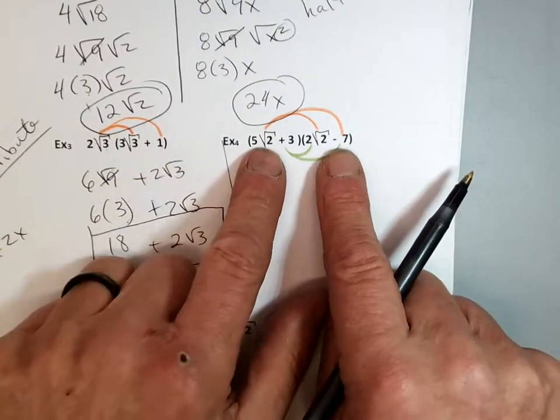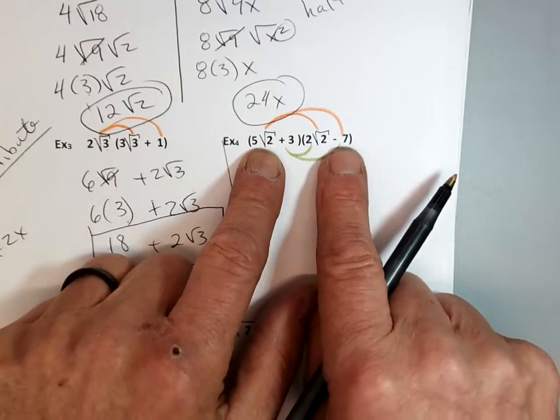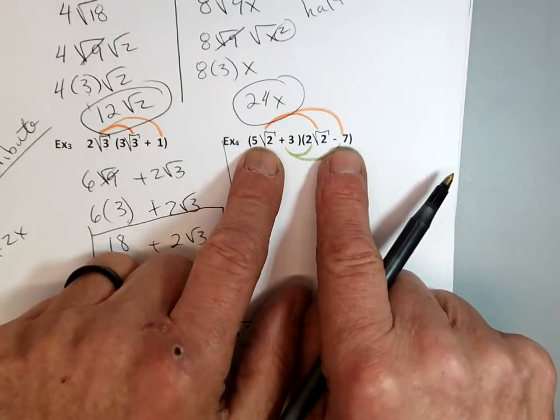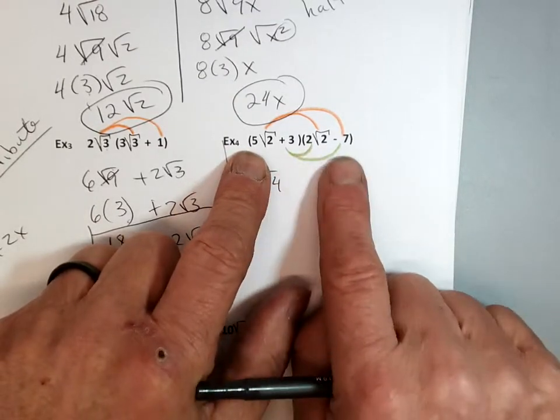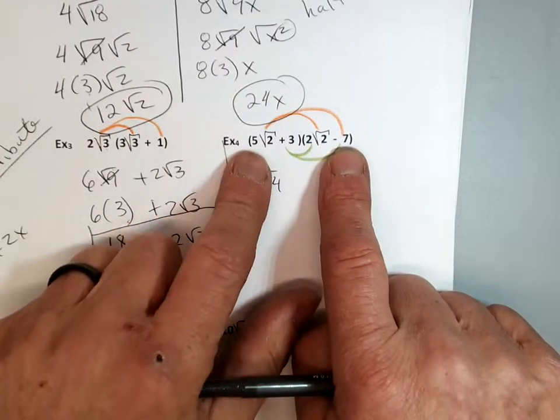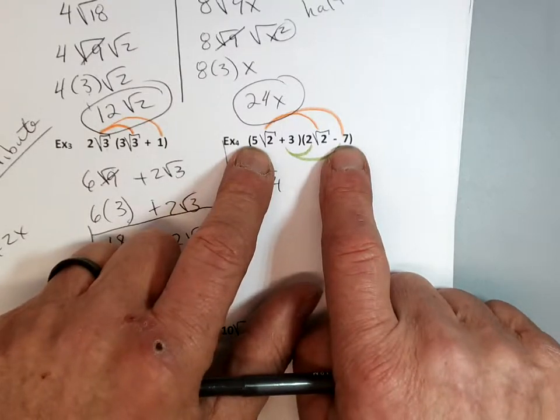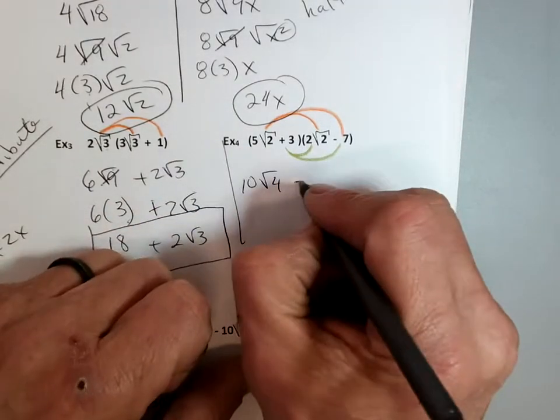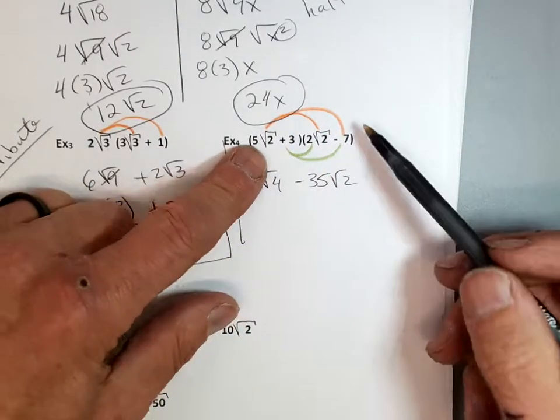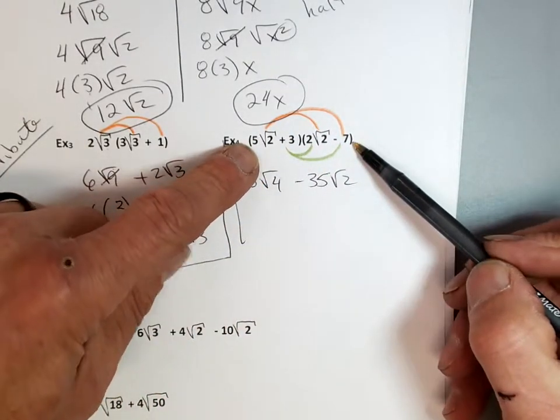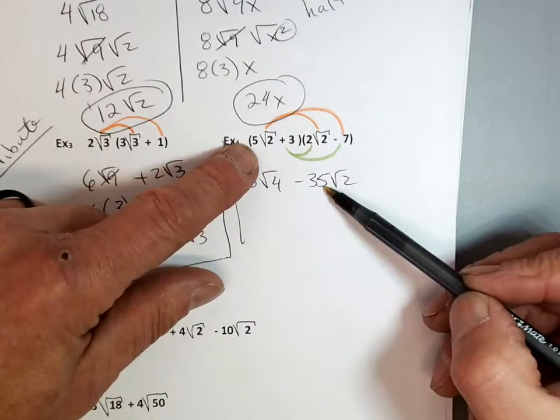Then I'm going to go 5 square root of 2 times negative 7. Multiply regular numbers with regular numbers. Okay. 5 times 7 is 35, right? So I'm going to get a negative 35 square root of 2 because I've got to bring the square root of 2 with it. So 5 square root of 2 times negative 7. Regular numbers with regular numbers is negative 35 square root of 2.